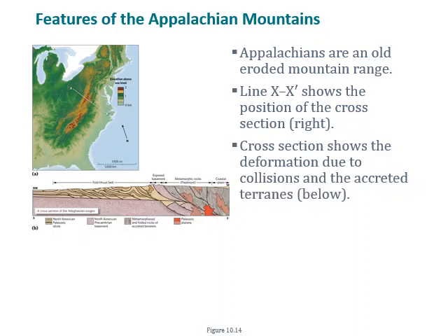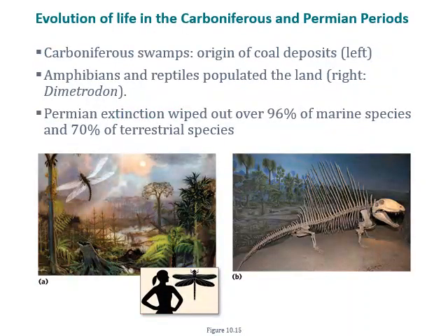The Carboniferous period is known for its swamps, which are the origin of Earth's first coal deposits. Also, amphibians and reptiles began to populate the land. In the Permian, there was an extinction that wiped out over 96% of the existent marine species and over 70% of terrestrial species, making it the most deadly mass extinction in the history of Earth.